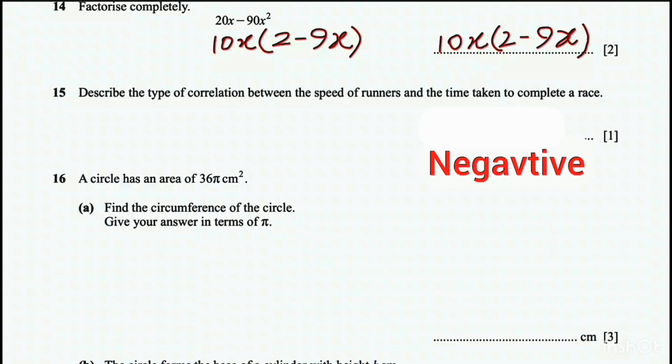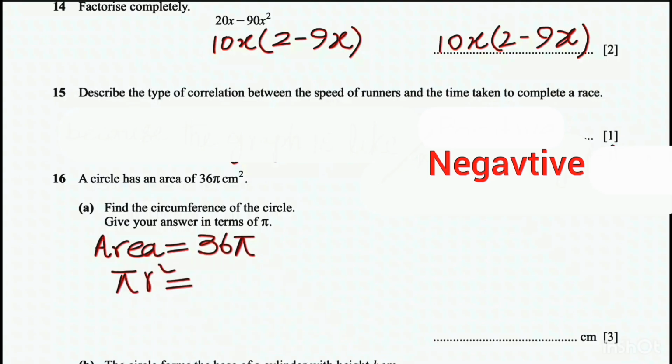Next is question number 16. A circle has area given, and we find the circumference of the circle. Give your answer in terms of pi. So how do we calculate? Area of circle is 36 pi, which is given. We know the area of circle formula, it is pi r square. We keep it equal to 36 pi. 36 can be written as 6 square. Pi cancels pi. So r square equal to 6 square means r is equal to 6.